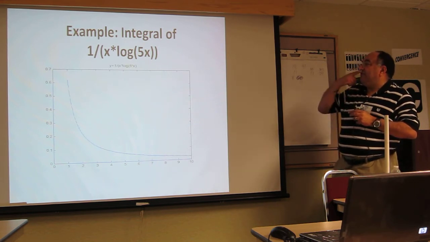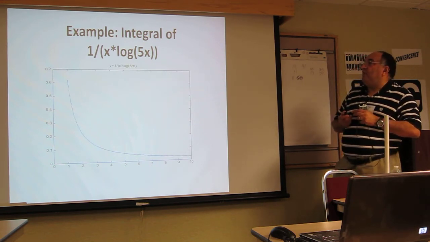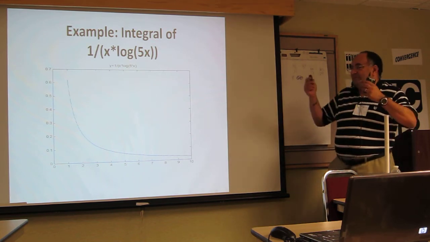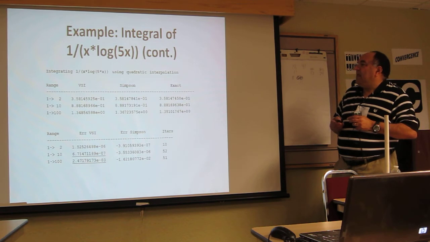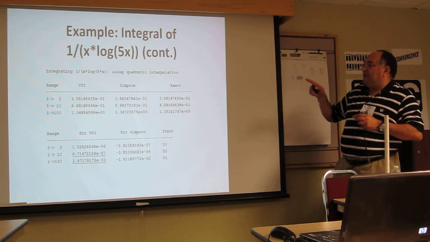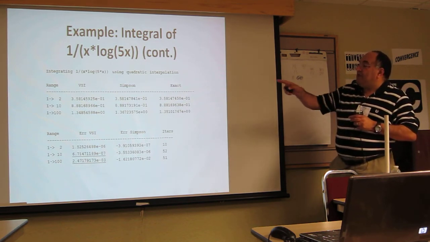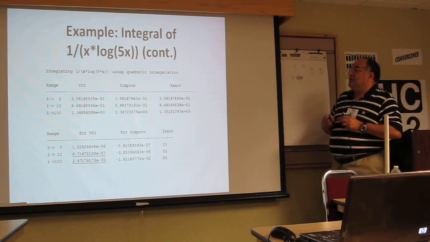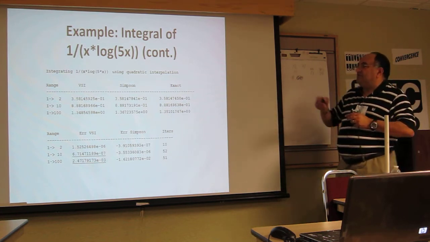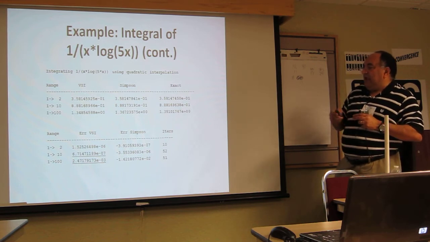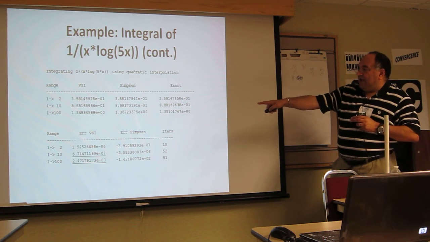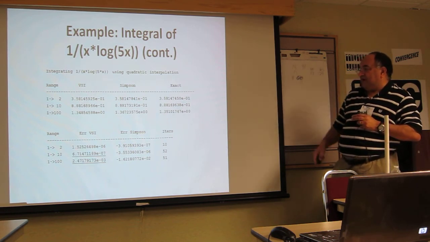The second graph is the integral of 1 over x times the natural log of 5x. I just chose it arbitrarily. Again, we have the same kind of tables. And again, the ranges are from 1 to 2, 1 to 10, and 1 to 100. This output is for the quadratic interpolation. And again, you can see, I'm underlining, VSI does better in the second and third range.